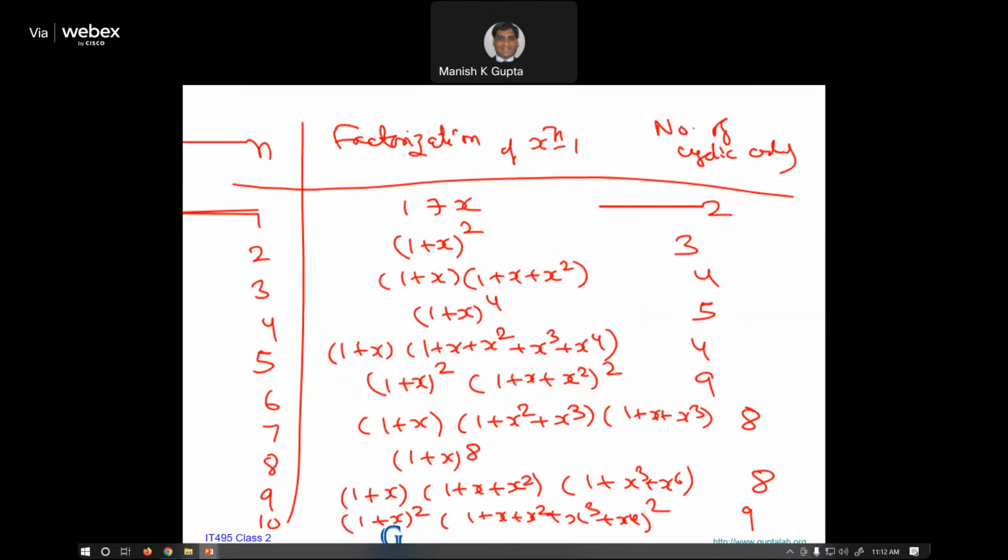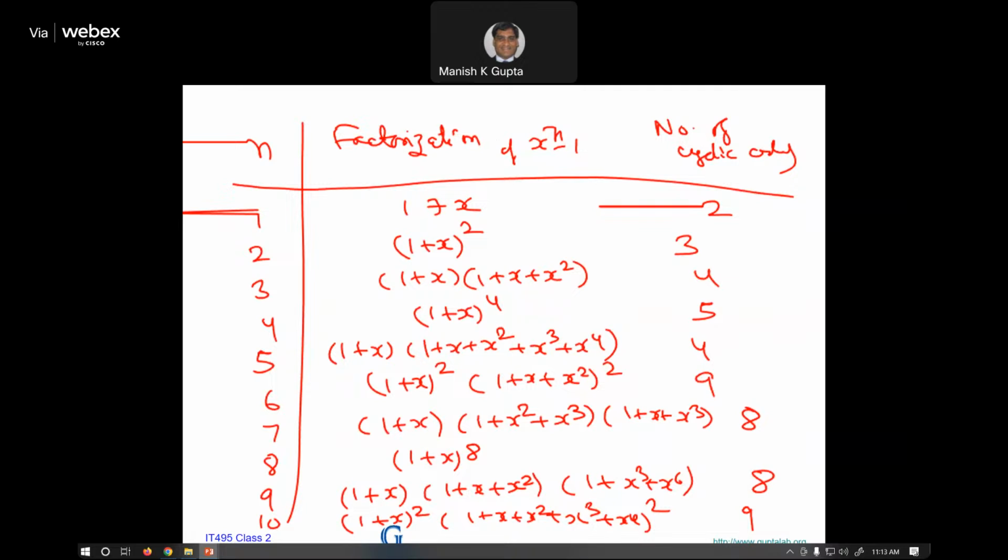And here is a table of factorizations given to you up to length 10. For length 1, x minus 1 is the same thing as x plus 1. That's the first. And how many cyclic codes are there? 1 and x plus 1.